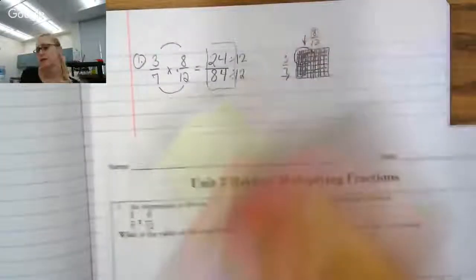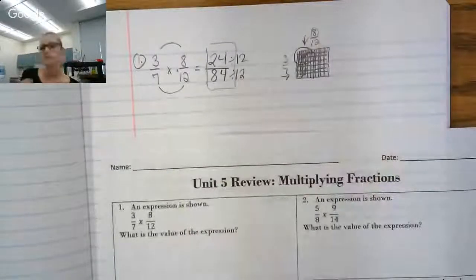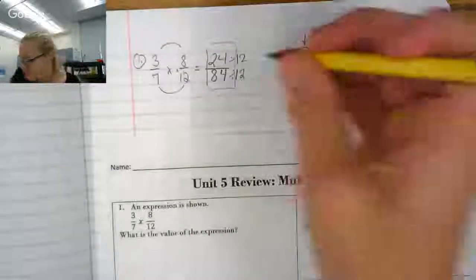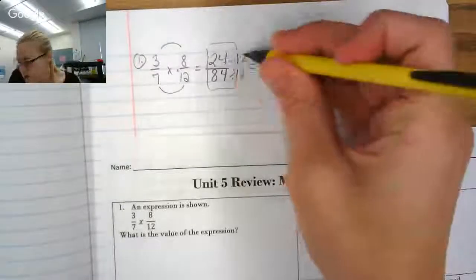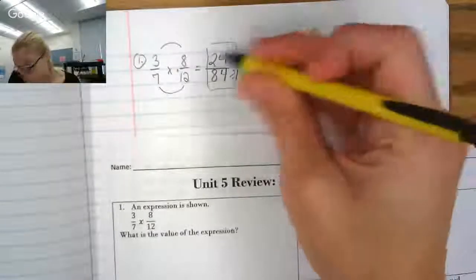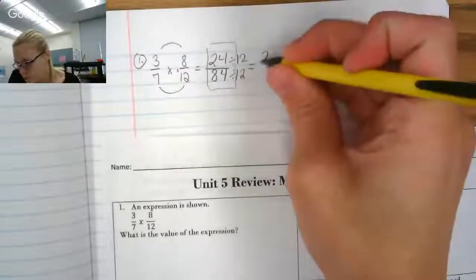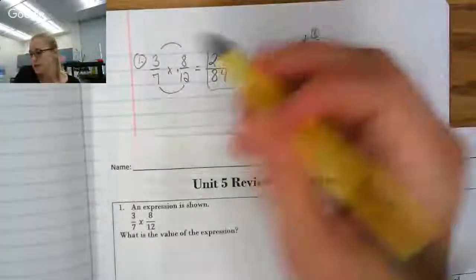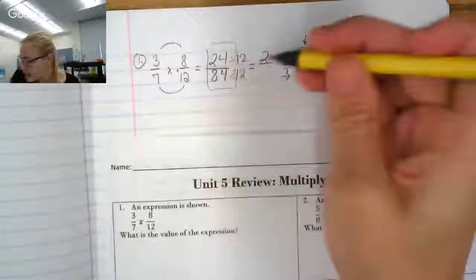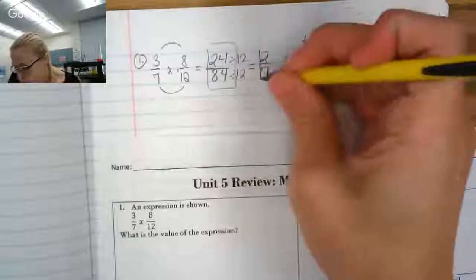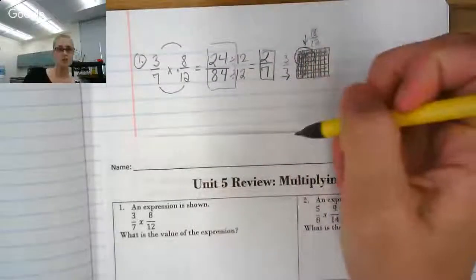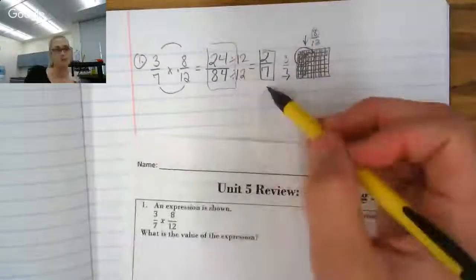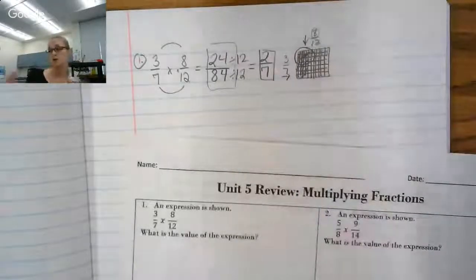If you didn't recognize that, you could divide by 2, and then you'd end up dividing by 2 several times to get here. So 24 divided by 12 is 2, and 84 divided by 12 is 7. So you get a total of 2/7 as your answer. So these are both possible answers. They're both equivalent. Select all, could be both of them.